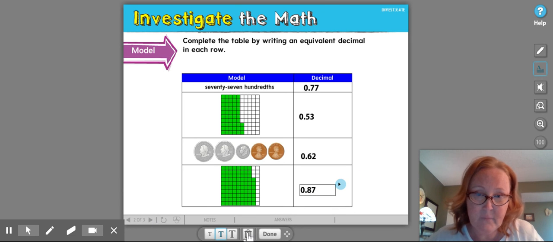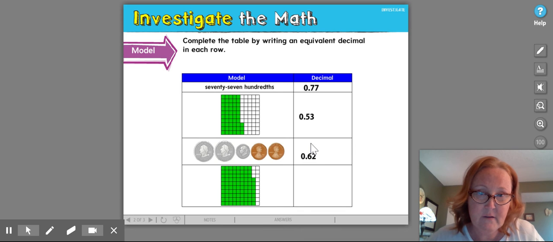Let's see. Now I'm going to trash that. Come back up, we're going to trash it. Let's see what our next page says.